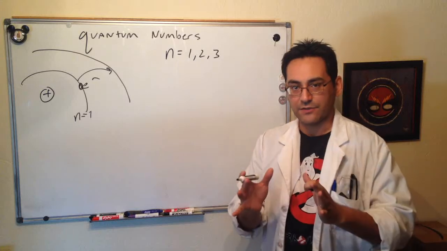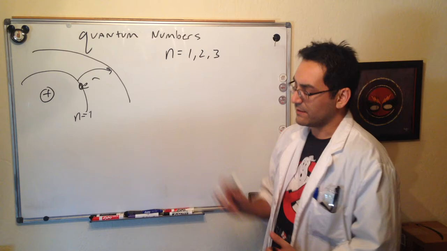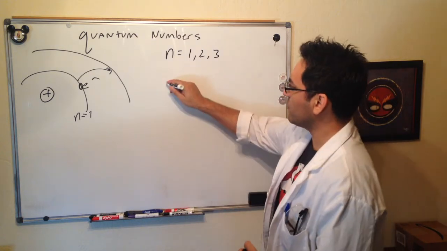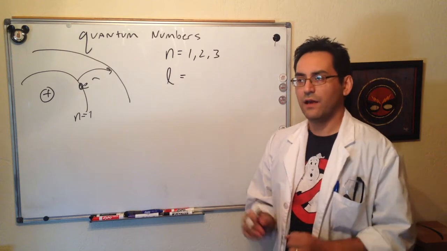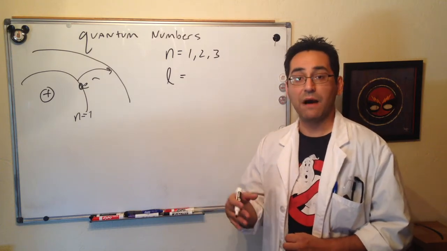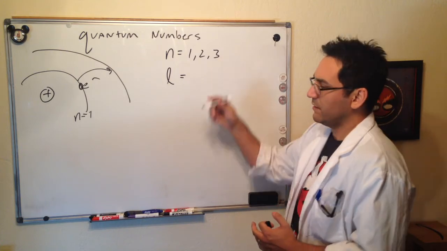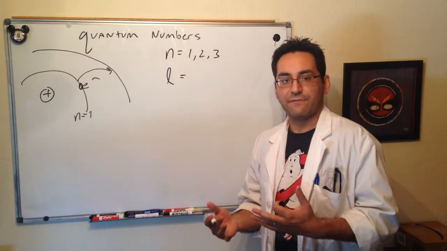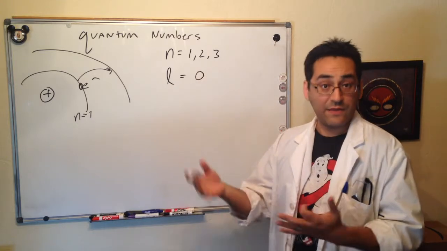So for n, you can, again, shortcut: look at the row of the periodic table that your element is in, and that'll tell you your n. Now the next quantum number is L. L can be anything up to n minus 1. That means when n is 1, the biggest number that we can get for quantum number L is a 0. And then it goes up from there.